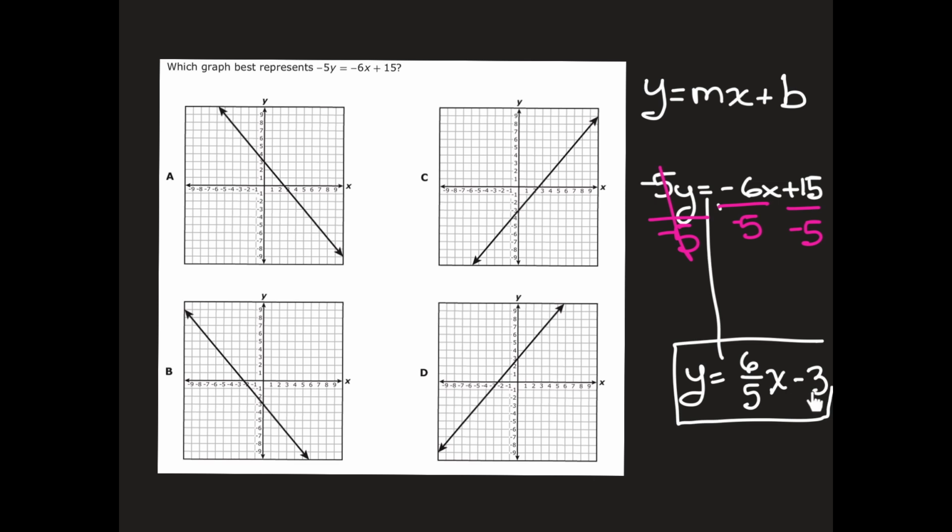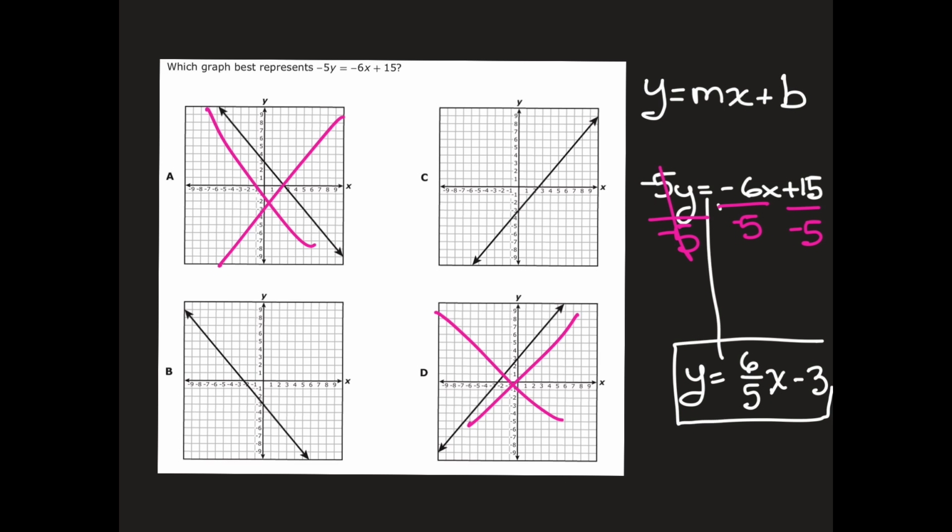That means that we have a negative 3 as a y-intercept. So the starting point is negative 3. And then my line moves 6 up and 5 to the right. So we need to find a graph with a y-intercept of negative 3. That's a positive. Negative 3, this is possible. Negative 3, this is possible. Negative 3, this is not possible. So we can eliminate this and this.